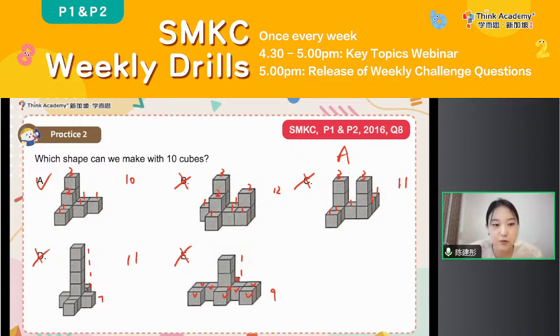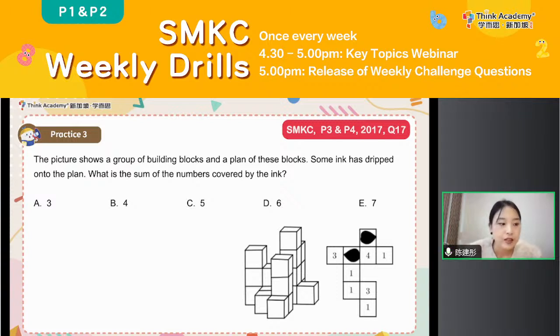Okay, everyone. Then let's move on. Practice 3. Let's read the question together. The picture shows a group of building blocks and a plan of these blocks. Some ink has dripped onto the plan. What is the sum of the numbers covered by the ink?